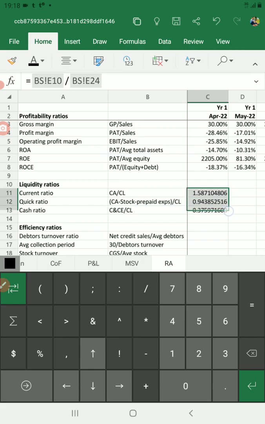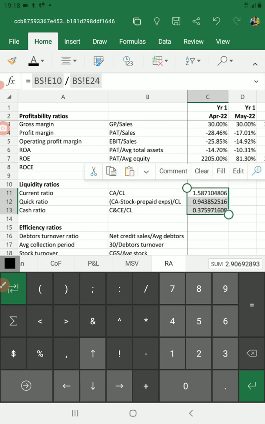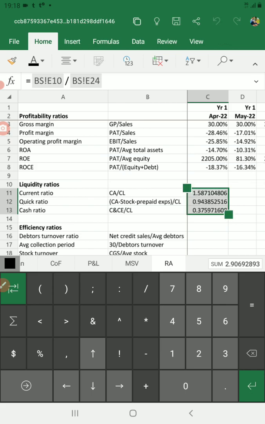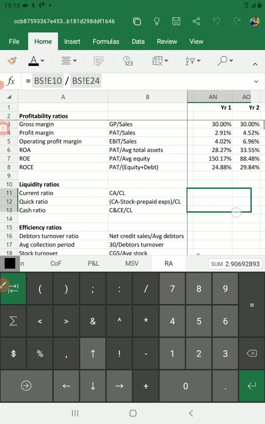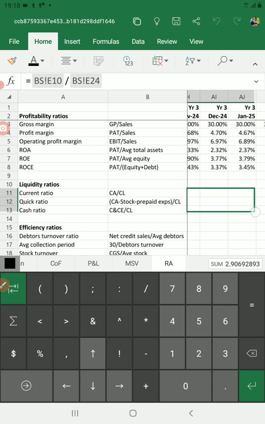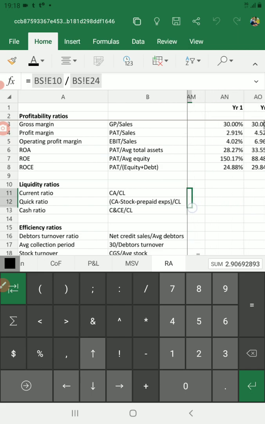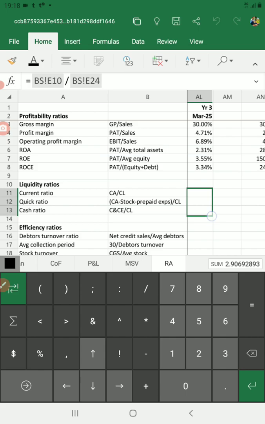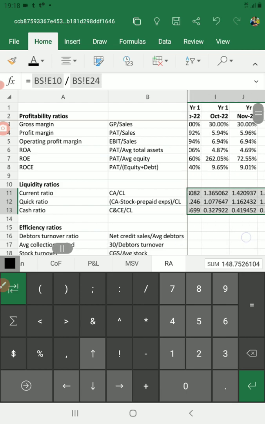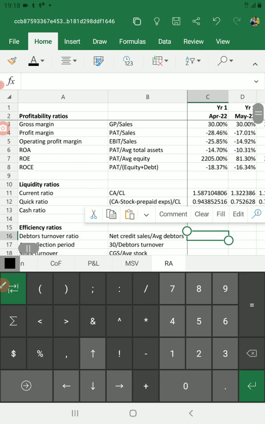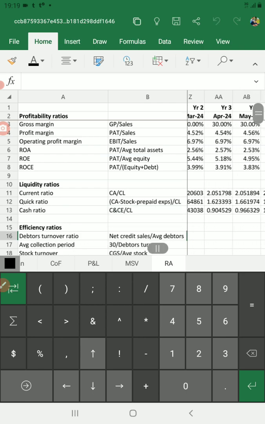Then I simply select these, use fill, and then drag this to the end of our monthly projected period, that is in the third year here. Okay, so we have our monthly computed ratios, and let us go and do the same for annual ratios.